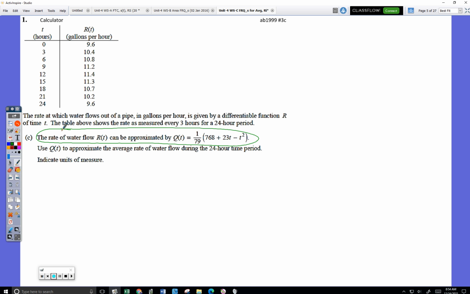If you read the problem carefully, it tells you where R comes from. R comes from measurements at specific points in time, so that means Q of t is our best guess at, like, connecting the dots and saying this is probably what it was. This is probably what the graph looked like if we were to give instantaneous values at every single point of the graph. Oh, that's perfect.